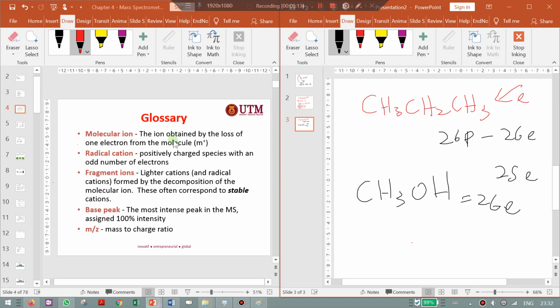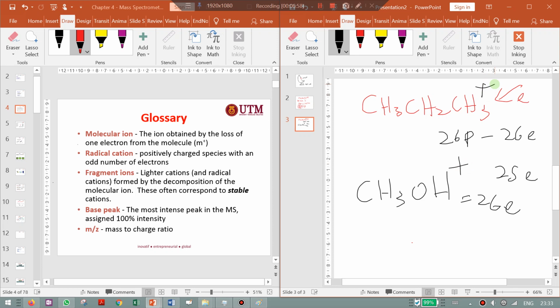Okay, radical ions are positively charged species with an odd number of electron. Remember, when we ionize with electron during the ionization process of mass spectrometry, it will somehow reduce the number of electron by 1. For example, in this propane situation, it becomes 25 electron, so it becomes a radical cation. Okay, same goes to this methanol, where we somehow bombard with 1 electron during the ionization process, it will become 25 number of electron. So when it becomes 25 electron, the number of proton has extra positive charge compared to the electron, so it becomes positively charged.